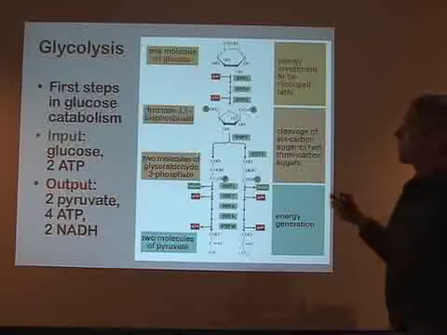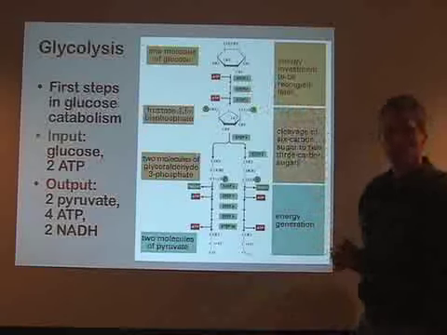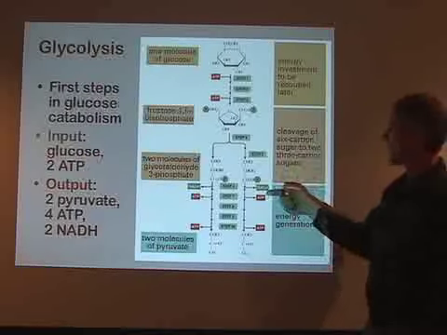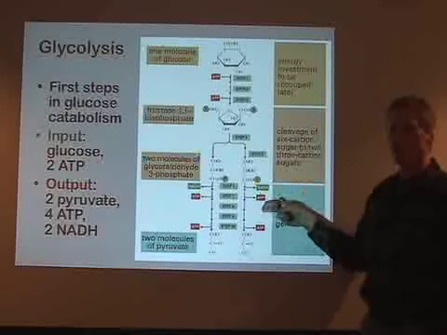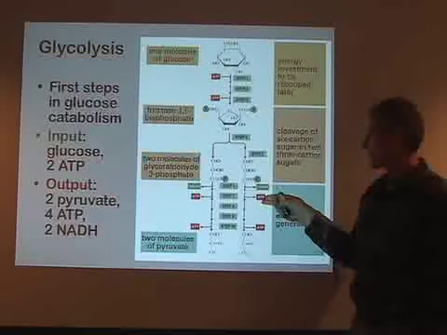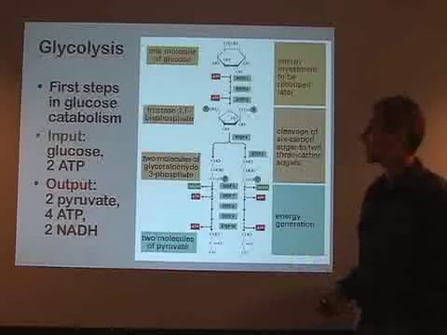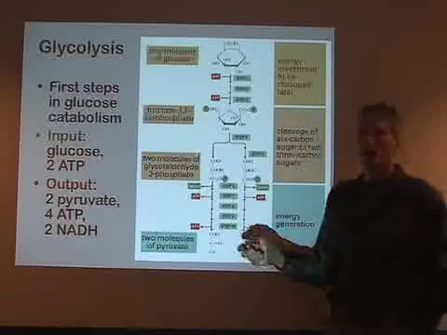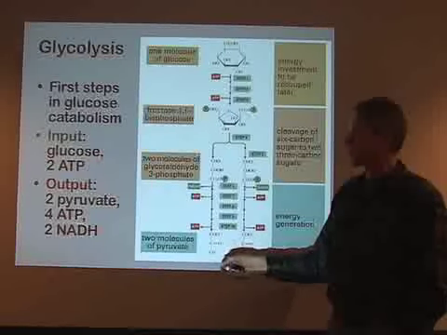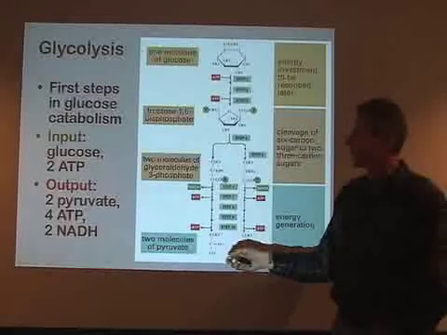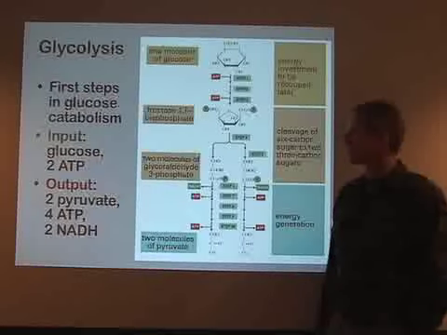So energy has to be invested in the form of ATP in the first few steps. But then it's gained back later because these steps are used in coupled reactions to release energy in the form of ATP and NADH. So you have to put in 2 ATPs to get out 4 ATPs and 2 NADHs and then 2 pyruvates, which will go on later to give you a lot more ATP.